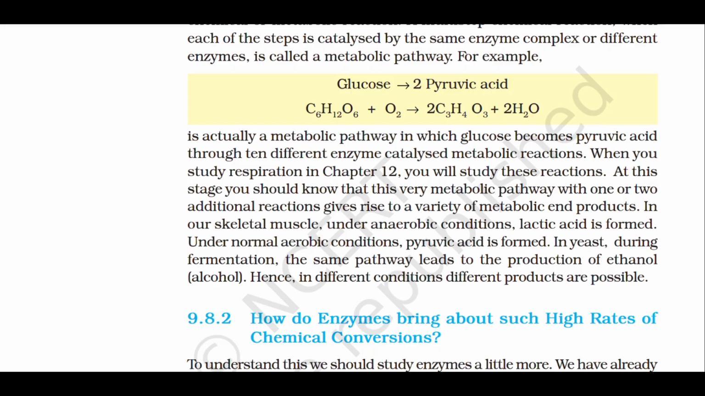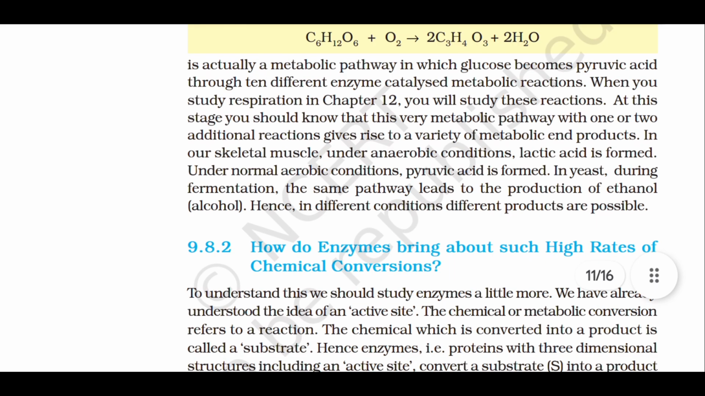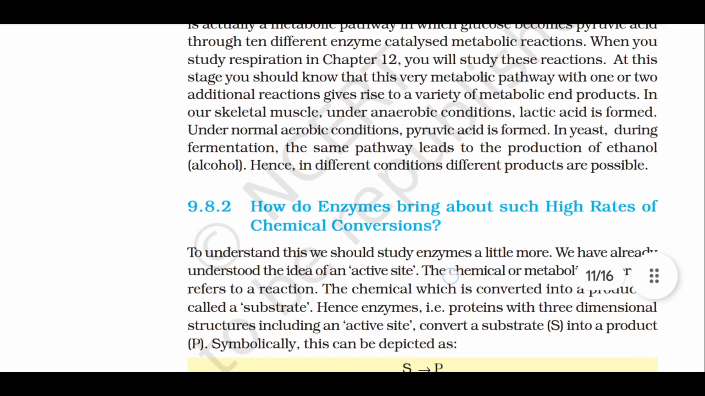At this stage, you should know that this very metabolic pathway with one or two additional reactions gives rise to a variety of metabolic end products. In our skeletal muscles, under anaerobic conditions, lactic acid is formed. Under normal aerobic condition, pyruvic acid is formed. In yeast, during fermentation, the same pathway leads to the production of ethanol, that is alcohol. Hence, in different conditions, different products are possible.